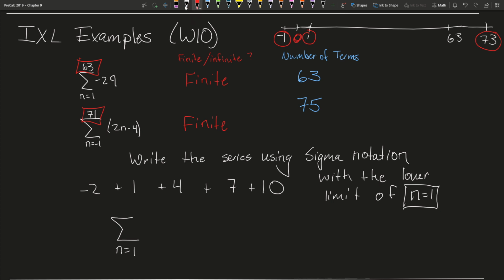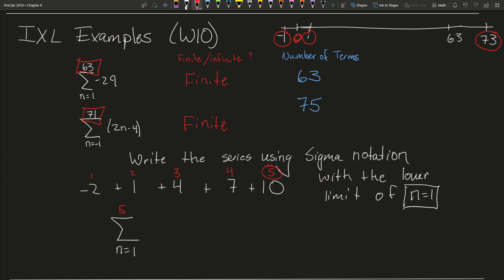This -2, that's the first term. 1 is the second. 4 is the third. 7 is the fourth. And 10 is the fifth. And this number is always the top limit. Now, if the lower limit was 0, you would start at 0 instead of 1. If it was -3, you would start at -3 instead of 1, and then you would count up.